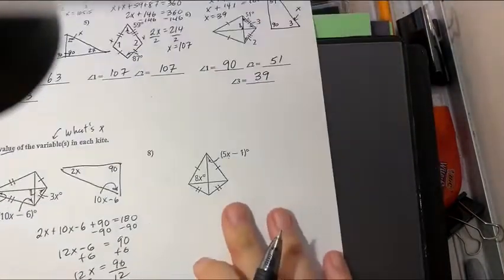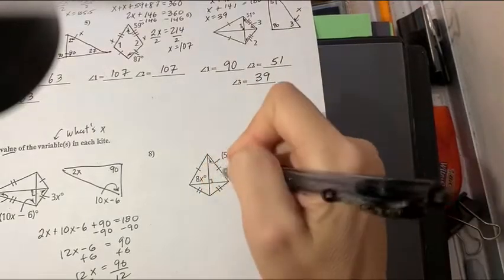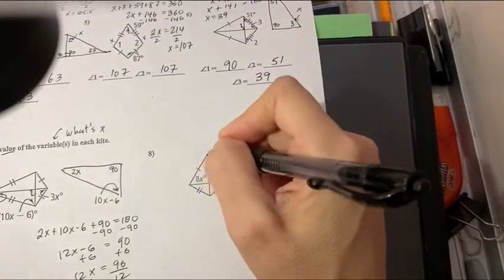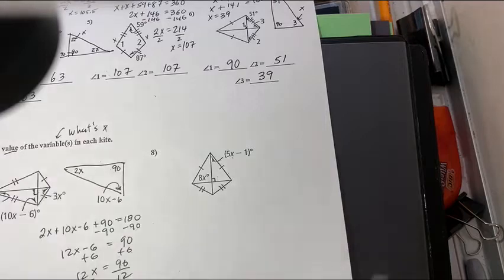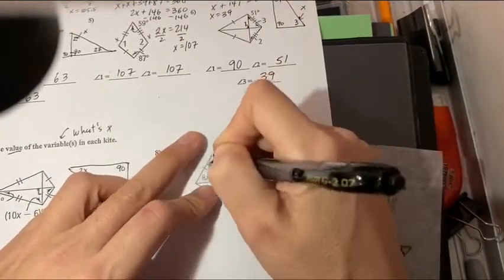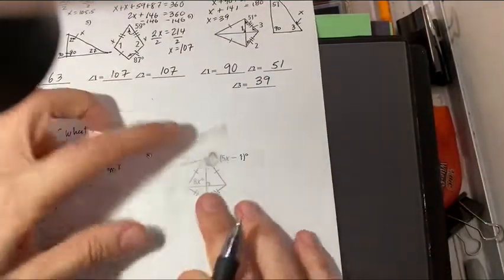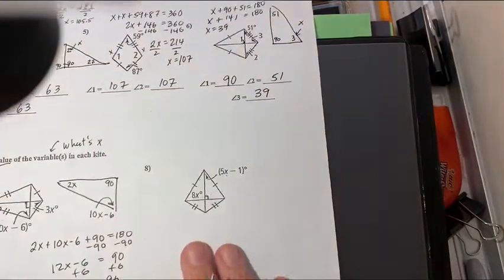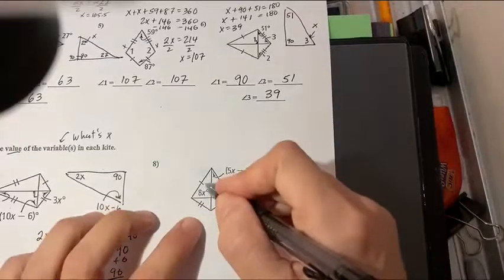What else we got here? Once again, that's 90. And notice it's symmetrical. So if this is 5x minus 1, then if I flip this over, that other angle would be 5x minus 1. So I'm going to focus in on this triangle here.